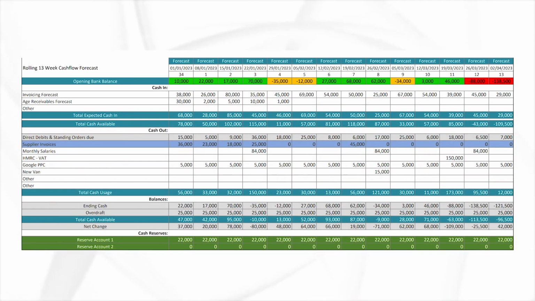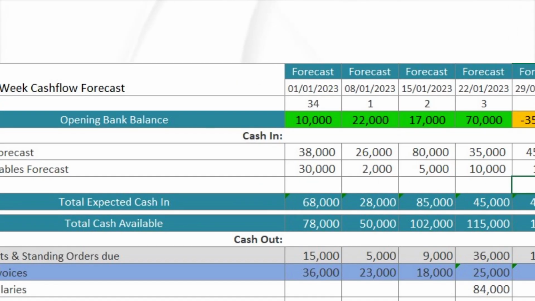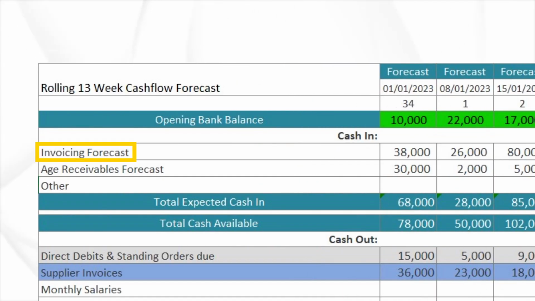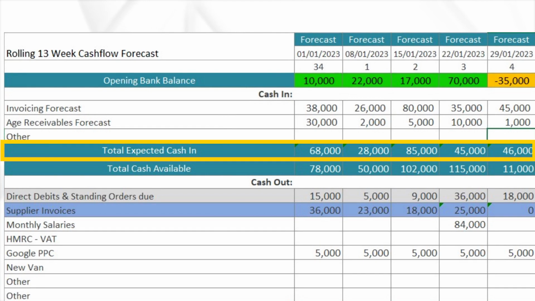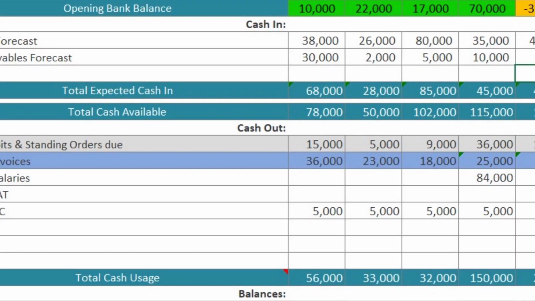Now back to this. So as you can see, it's formatted in a very simple and clear way. At the top, you've got cash in, which will be whatever your invoice forecasting is and whatever your debtors' target is. Then that gives you your total cash in. So that's nice and simple. Next up is your cash out. Now your cash out is divided into three specific areas.